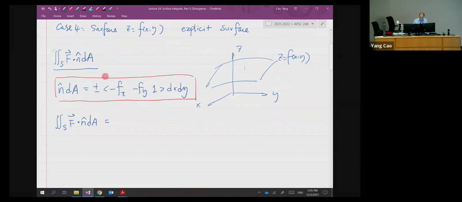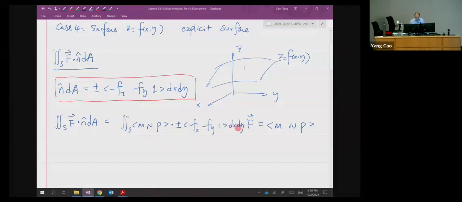Of course, we're going to substitute this n hat dA into this surface integral formula. F is a vector field. So let's say we have used M, N, and P representing this vector field. So 3 components, each component is a function of x, y, z. If you have the vector field given, then you know what the M, N, and P are. So substitute the actual vector field, then dot, positive or negative, the n hat, this vector here: negative fx, negative fy, 1 dx dy.